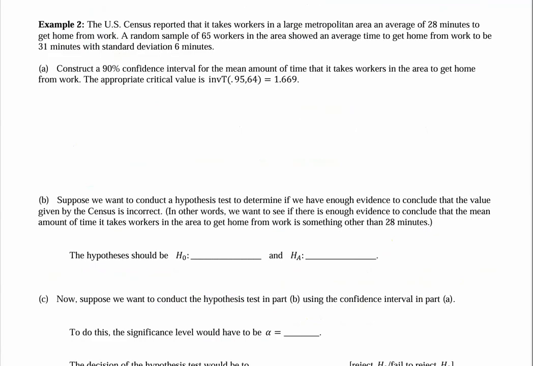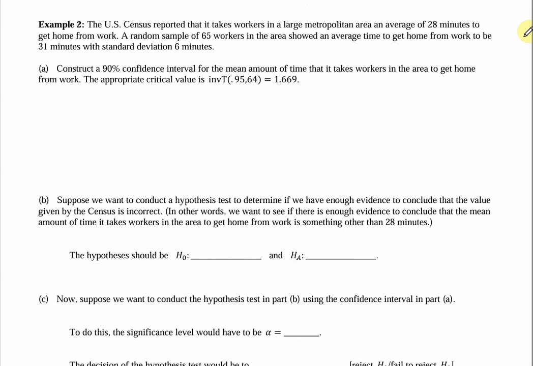We have another example. This one is for a mean instead of a proportion, but ultimately that won't change too much. It's still going to be that we're going to compute the confidence interval, and then we're going to have a null value to check and see if it's inside the confidence interval. It's still going to work like that.